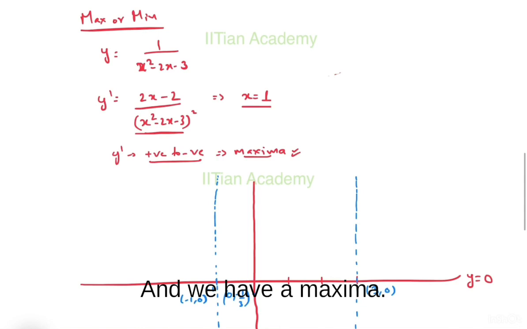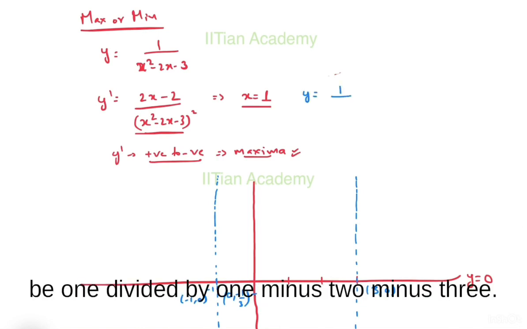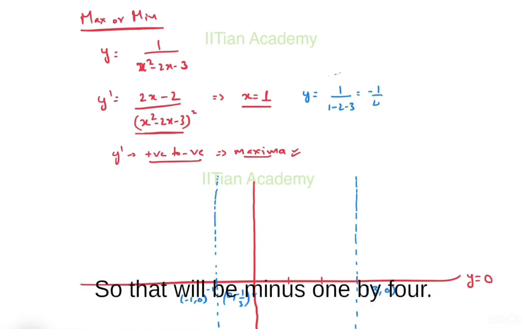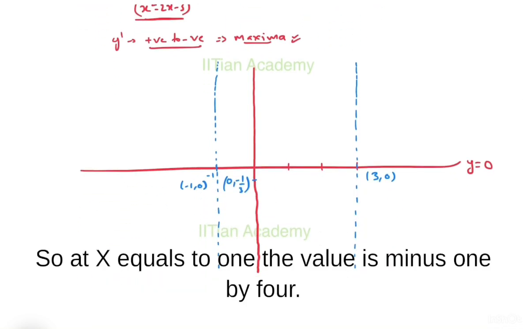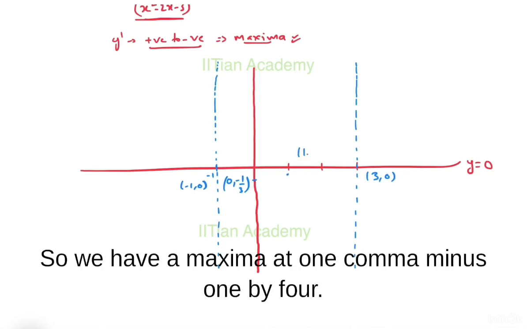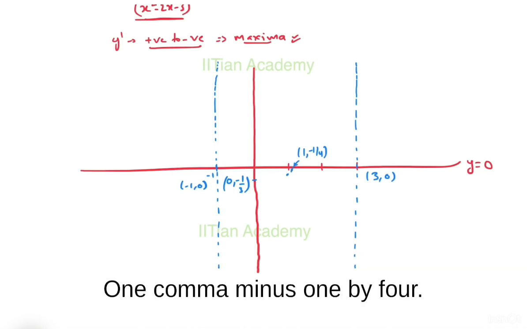And we have a maxima at x equals 1. The value of y will be 1 divided by 1 minus 2 minus 3, so that will be minus 1 by 4. So at x equals 1, the value is minus 1 by 4. So we have a maxima at 1 comma minus 1 by 4. This is your point at 1 comma minus 1 by 4.